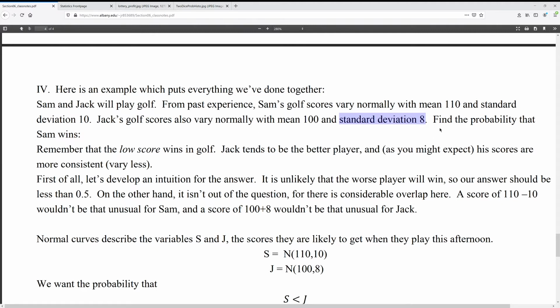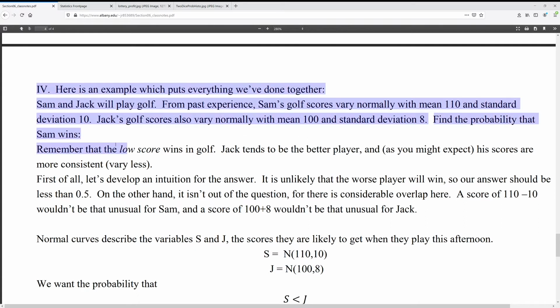Find the probability that Sam wins. So Sam and Jack are playing golf. Sam's golf scores vary normally with mean 110 and standard deviation 10. Jack's golf scores vary normally with mean 100 and standard deviation 8. So, what is the probability that Sam wins?